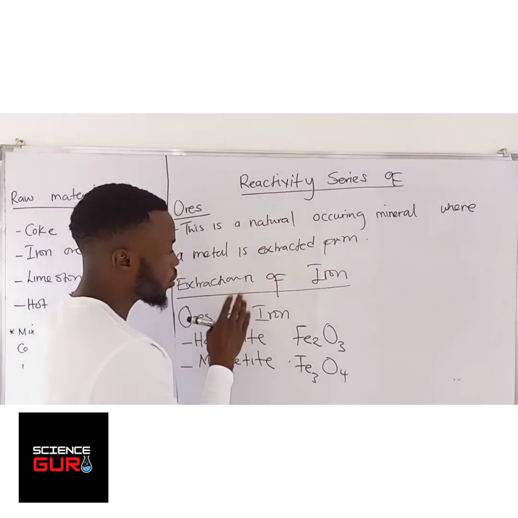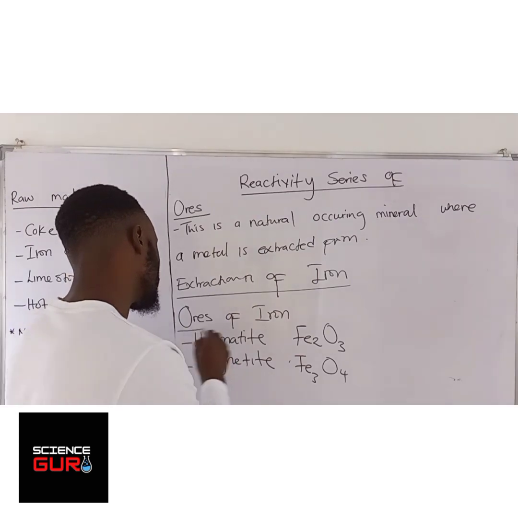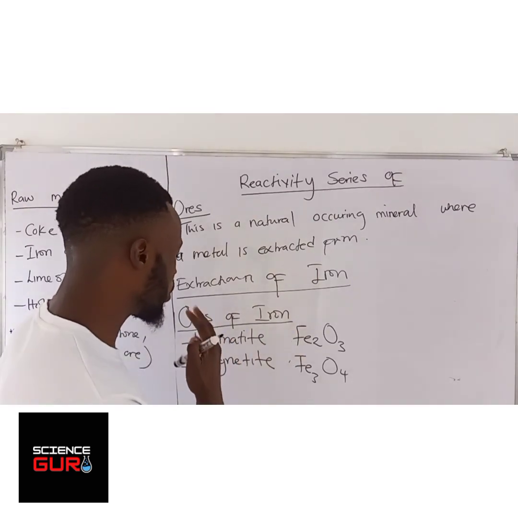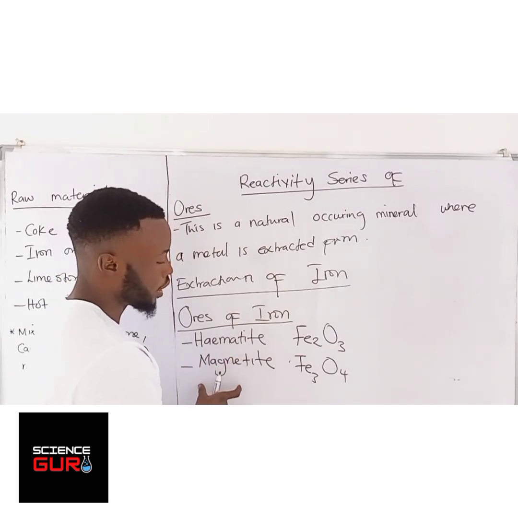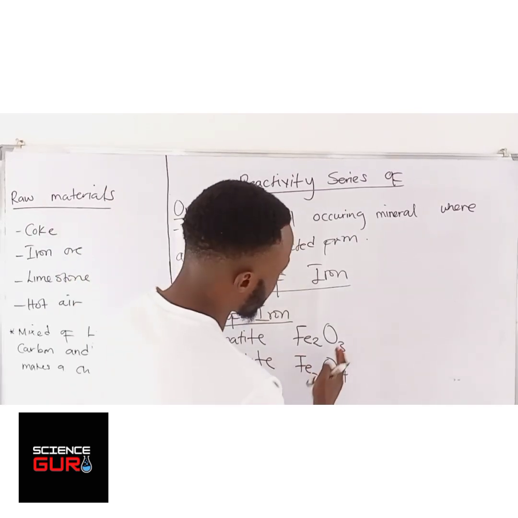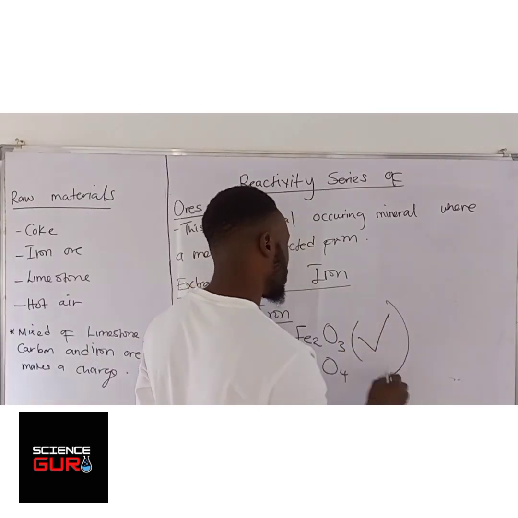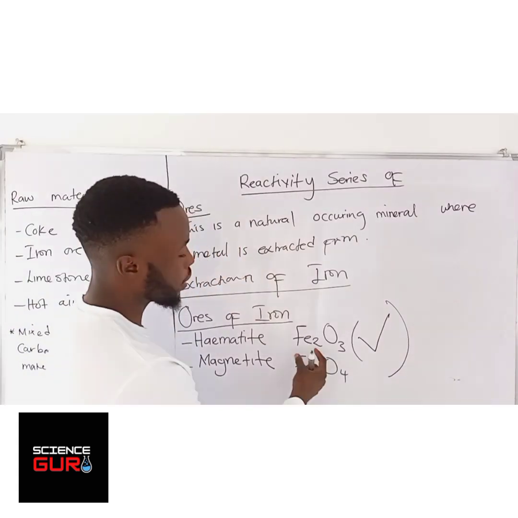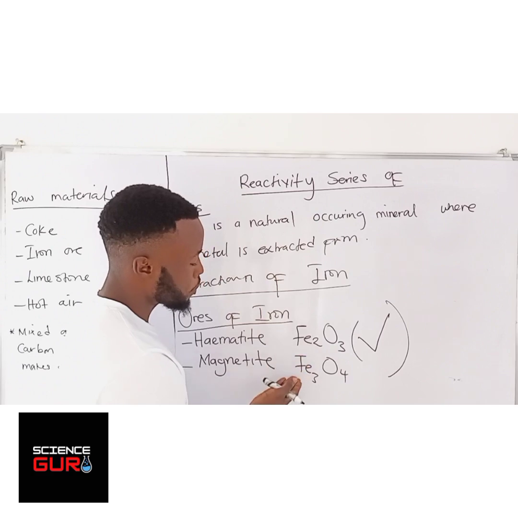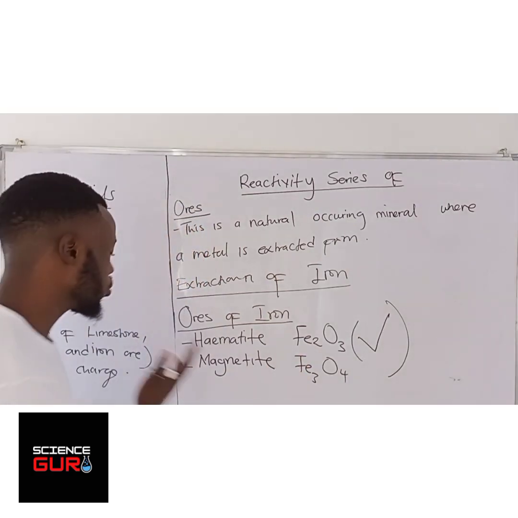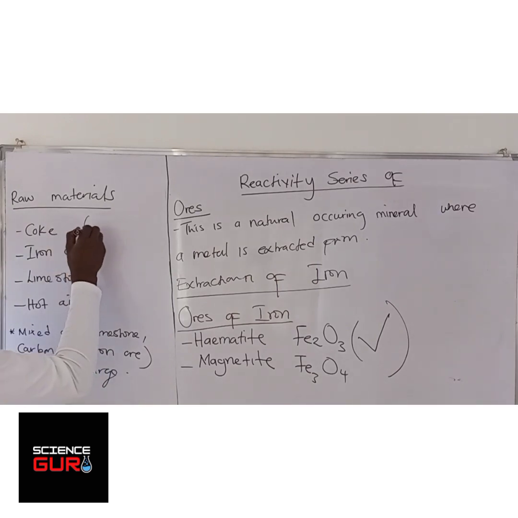Now, extraction of iron. Take note of the ores where iron can be extracted from. We've got hematite, we've got magnetite. Between hematite and magnetite, we use hematite to extract iron because hematite has more iron compared to magnetite. So what are the raw materials needed to extract it? You need coke. Coke is carbon.